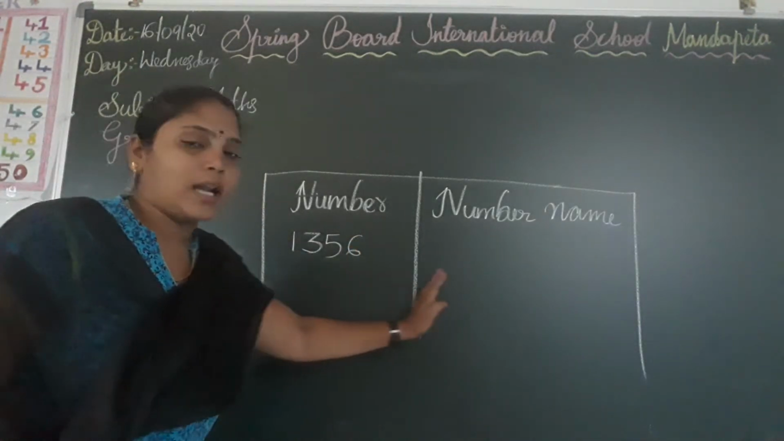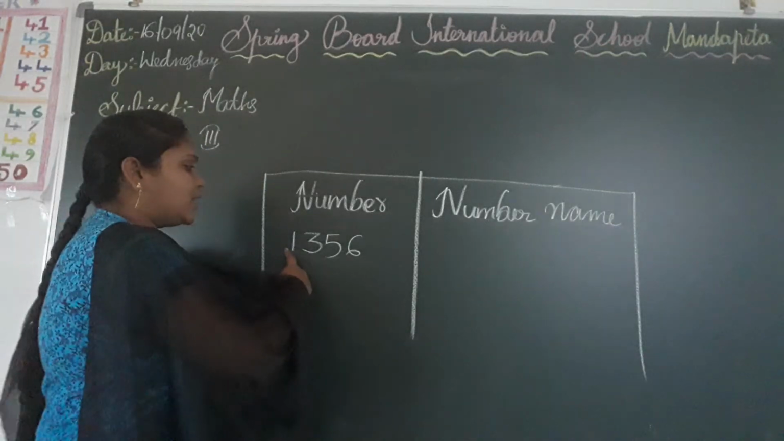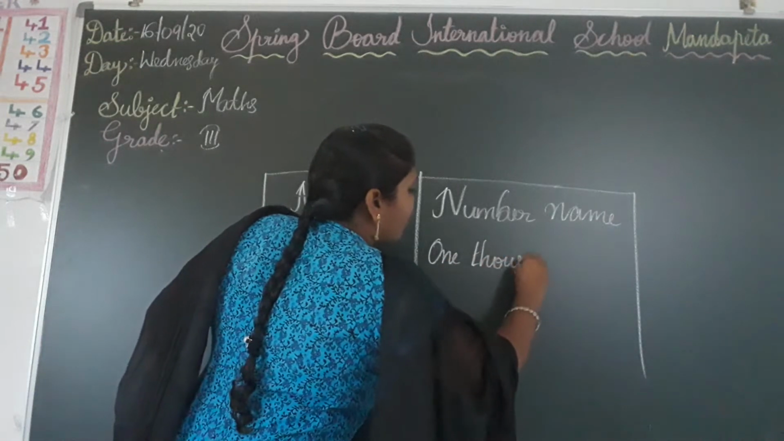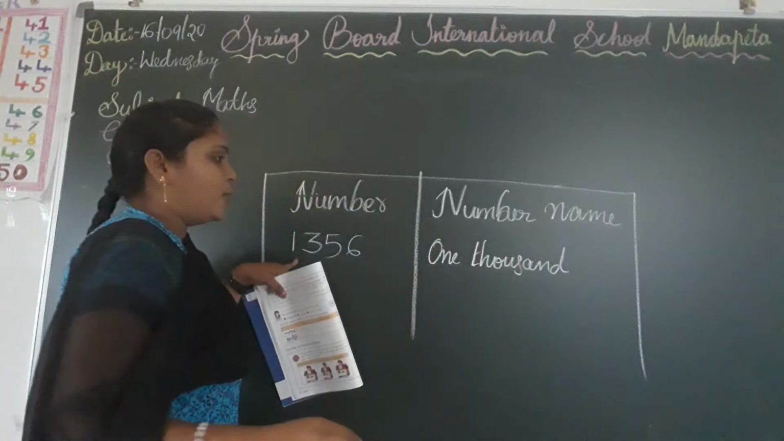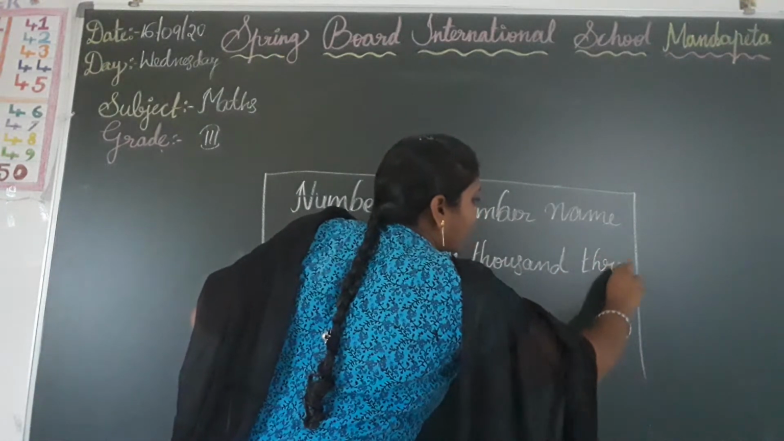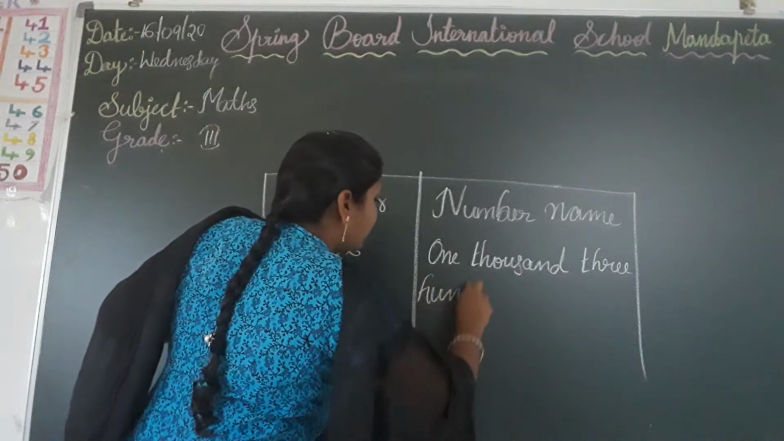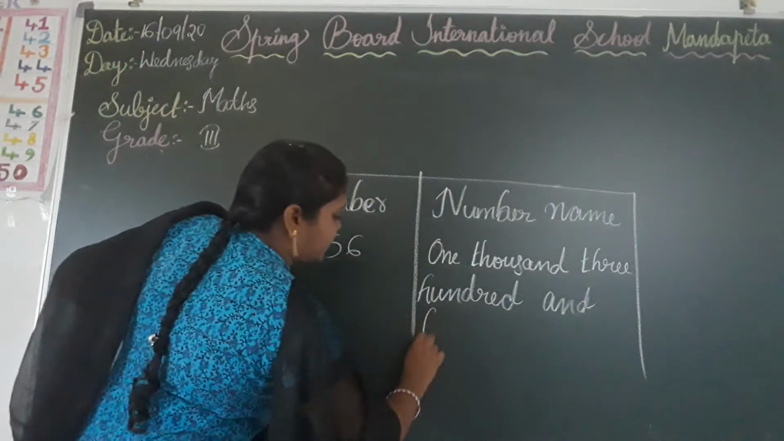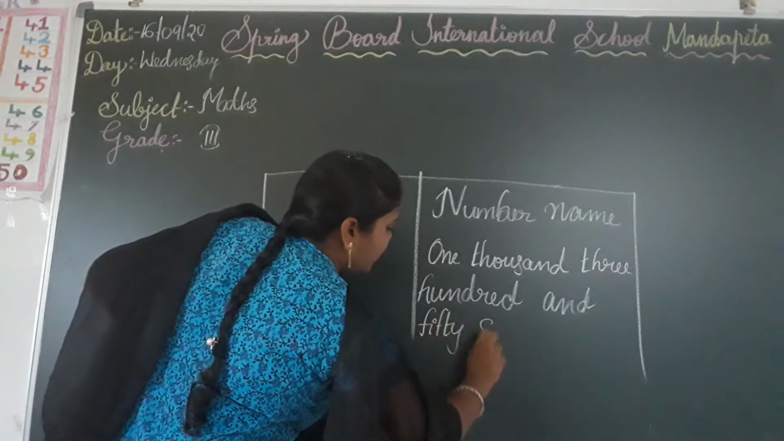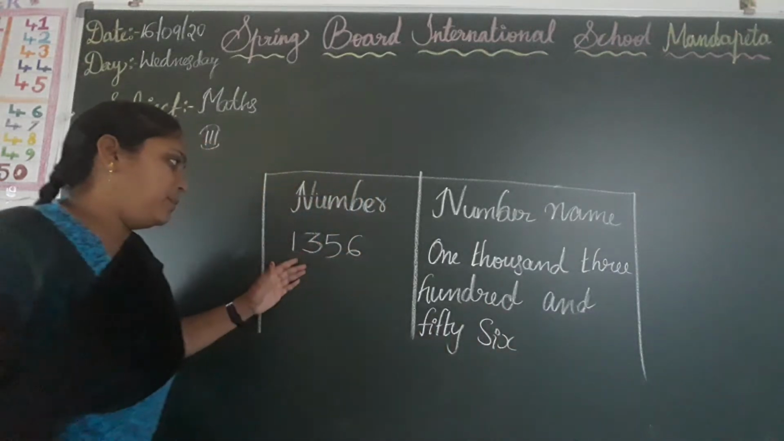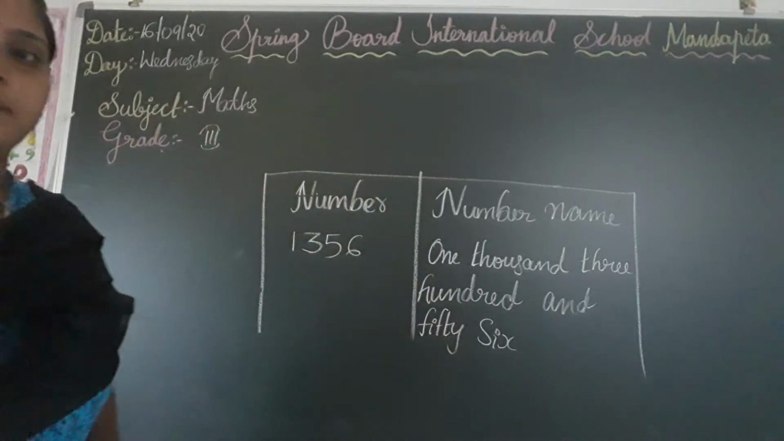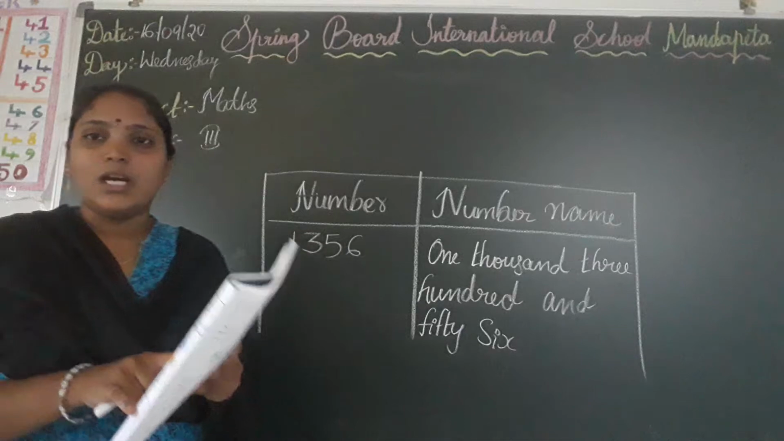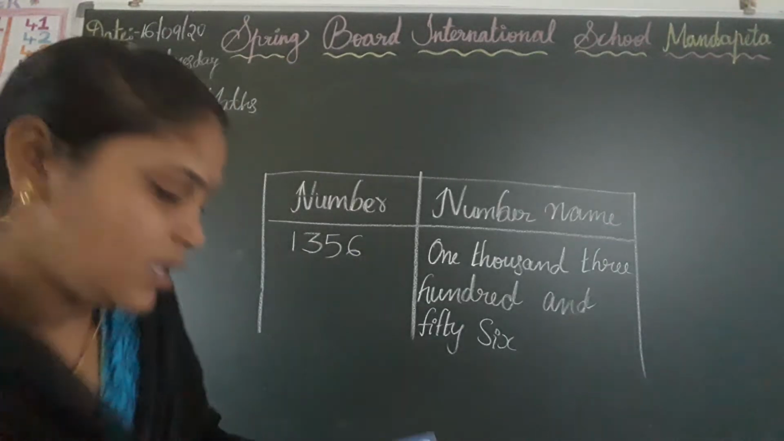So now we have to write the number name. How many thousands are here? 1000. And how many hundreds? 300. And 56. So here it is the number and it is the number name. Okay children, now the first one is completed, and the second one do as homework and send to me. So next.